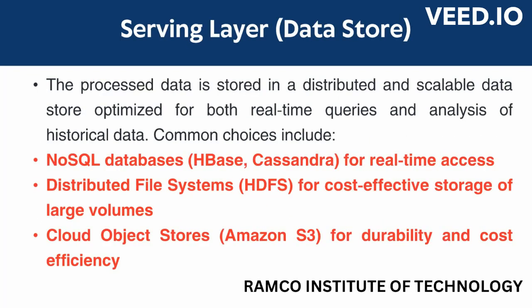The next component is the serving layer, which is also called the data store. The processed data is stored in a distributed and scalable data store optimized for both real-time queries and analysis of historical data. Some common choices of data store include NoSQL databases, distributed file systems, and cloud object stores. In NoSQL databases we have HBase and Cassandra for real-time access. In distributed file systems, we have HDFS, the Hadoop Distributed File System, for cost-effective storage of large volumes. And in cloud object stores, we have Amazon S3 for durability and cost efficiency.